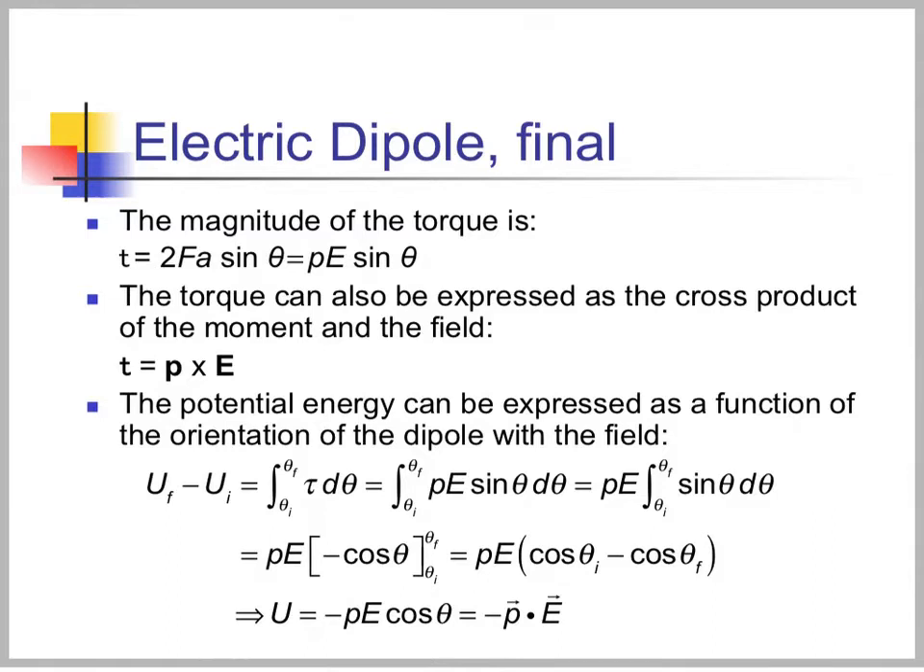And so the potential energy between the final and initial is PE times cosine theta initial minus cosine theta final. So in other words, the energy is negative PE times the cosine of the angle that this dipole is sitting in the field. Or we can use our dot product. It's minus P dot E.